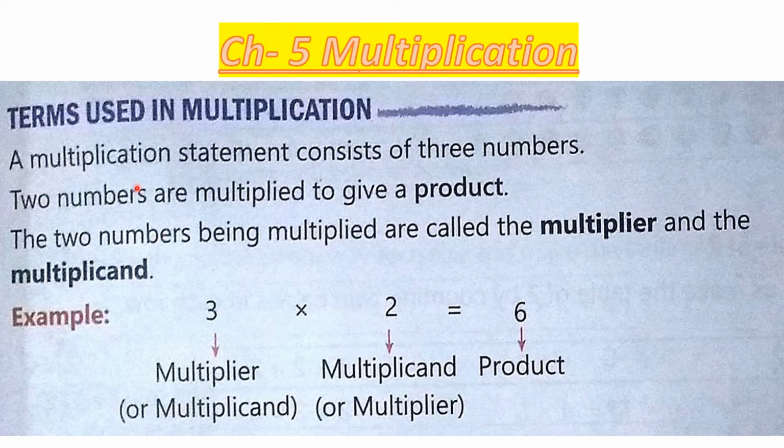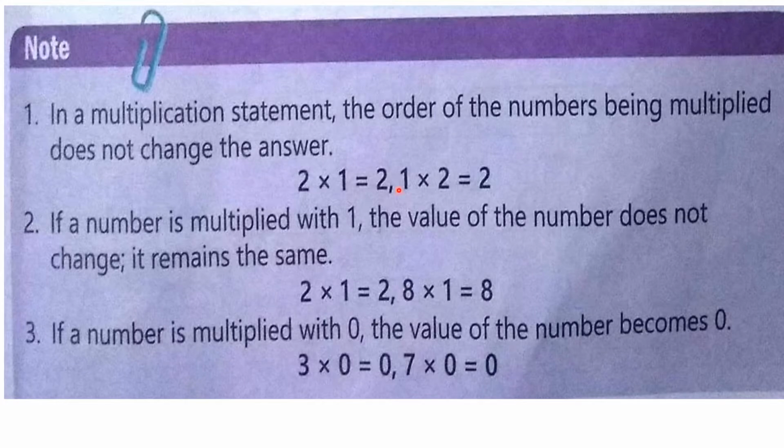Okay. A multiplication statement consists of three numbers, as you can see. Three numbers are there. The two numbers are multiplied to give a product, means the answer. The two numbers we are multiplying to get the answer are known as multiplier and multiplicand. Okay, next. Now these things are very important, so you keep it in mind.